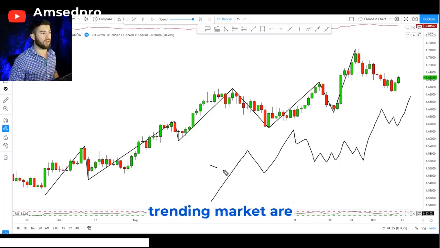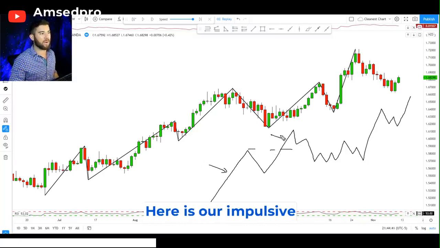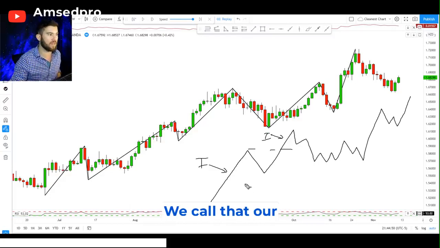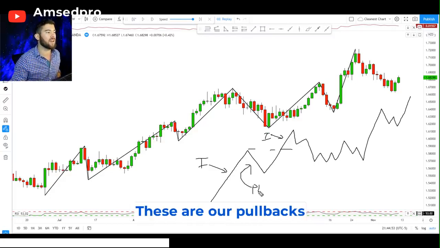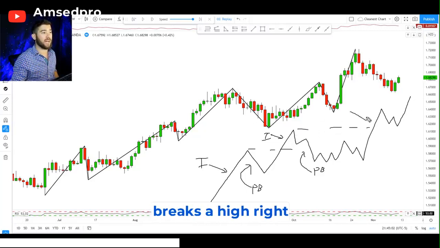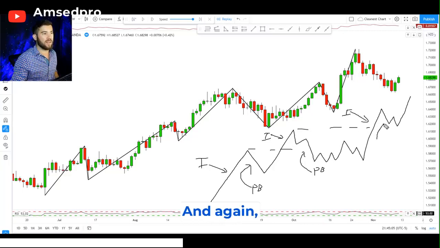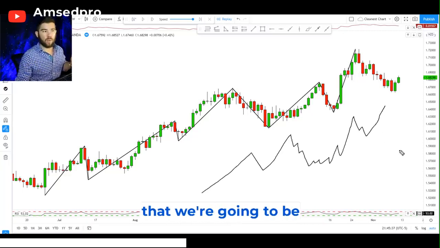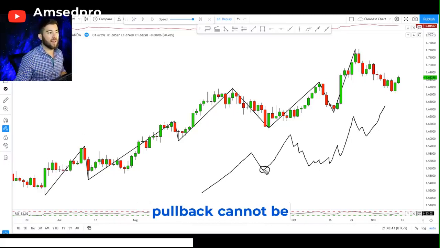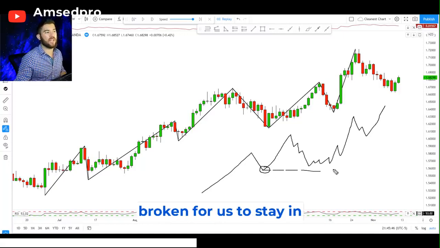What we have in a trending market are impulsive moves. That is the big moves that break into new highs. Right here is our impulsive move. I'll label those with an I. These are the impulsive moves. After an impulsive move, the market takes a breather. We call that our pullbacks. These are our pullbacks in price. This would be a pullback, followed by our next impulsive move that breaks a high right here, impulsive move, and again, pullback right here. So the objective way that we're going to be identifying trend is the lowest low of the pullback cannot be broken for us to stay in an uptrend.